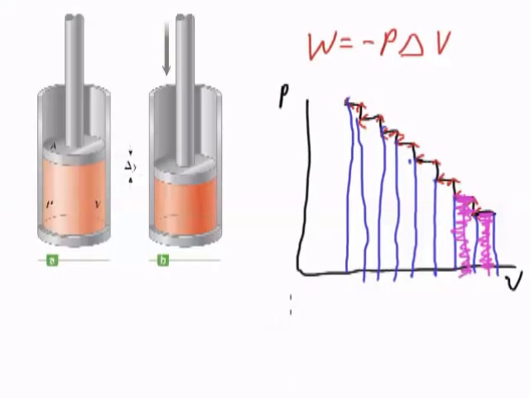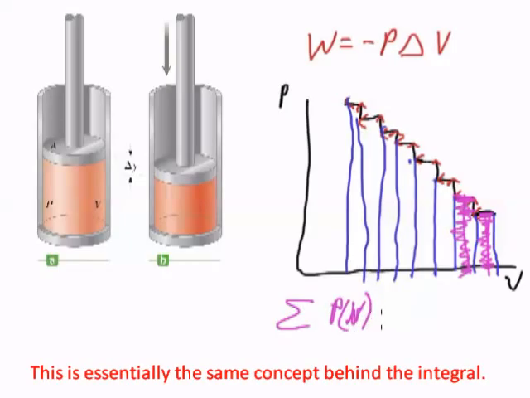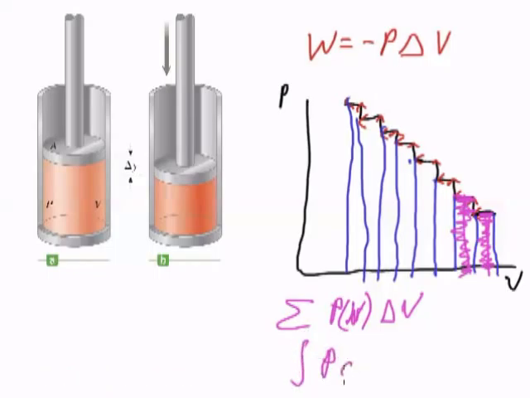And so you can just add up the sum of all of those. Each pressure is different at each volume, so it's pressure P of V times delta V, or you can write it in integral notation, the integral of P dV, where P is a function of V. Forgot my negative sign: negative P of V delta V, and negative P dV.